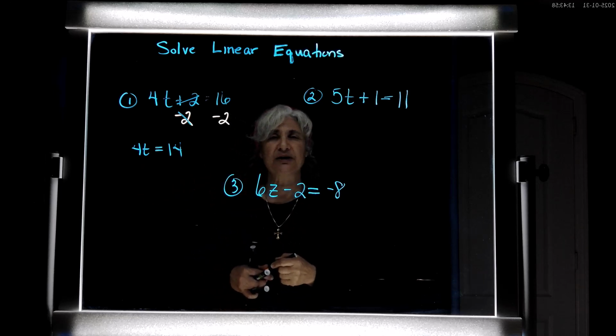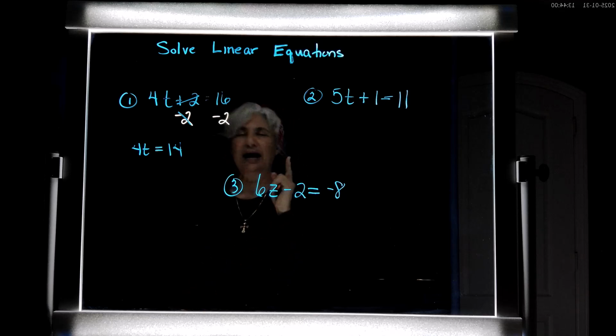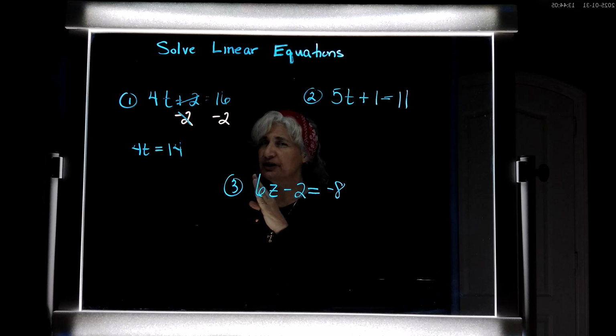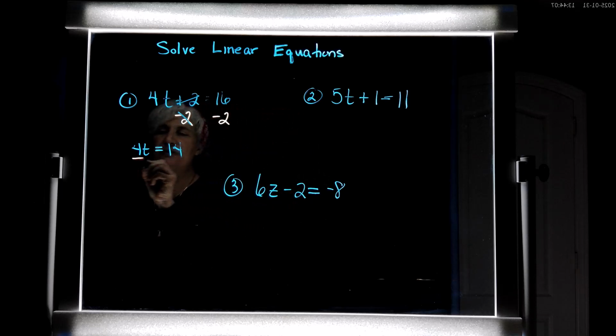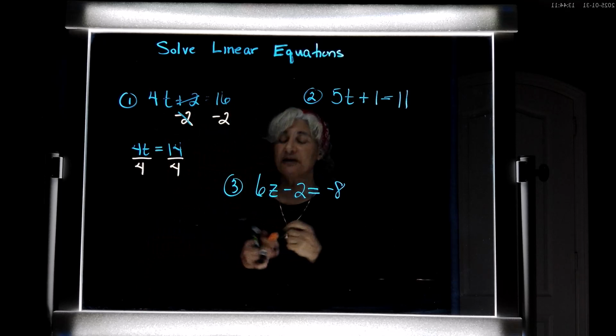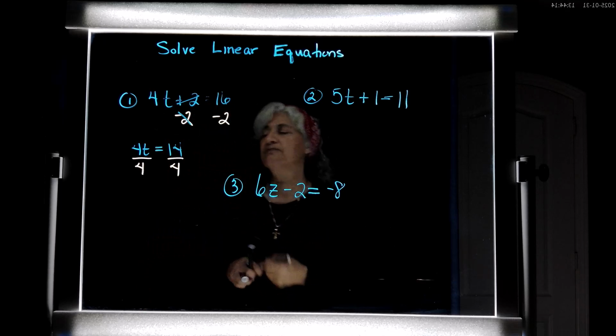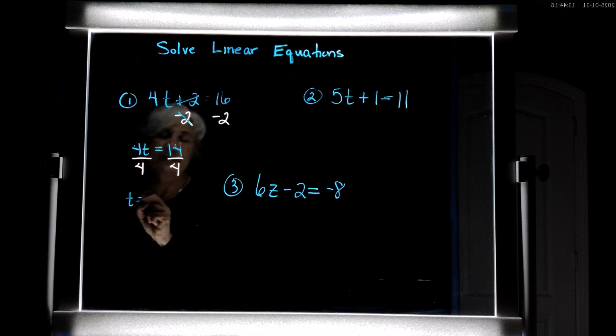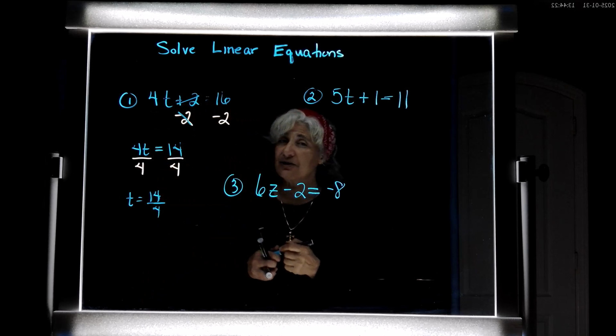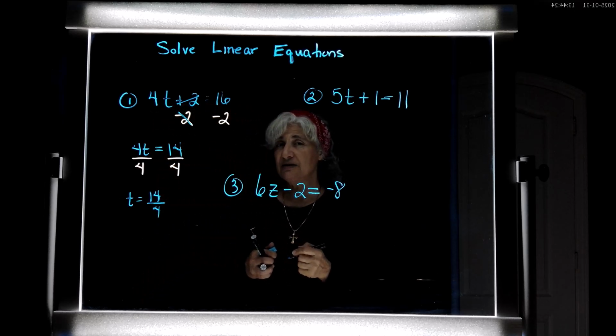So what are we going to have to get rid of? Good, the 4. How is the 4 attached? By multiplication. How do you break multiplication? Using division. So I'm going to divide both sides by 4, which means on the left side, what remains? T. And on the right side, yeah, I've got this fraction, 14/4. But remember the unwritten rule with fractions?